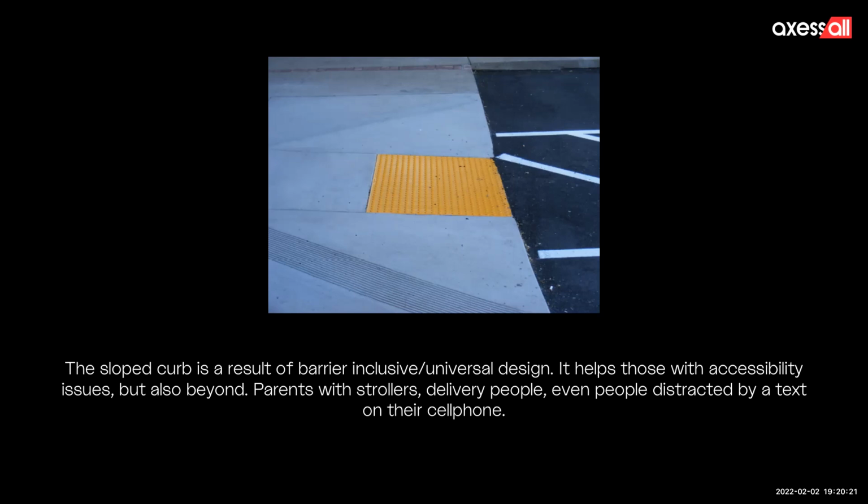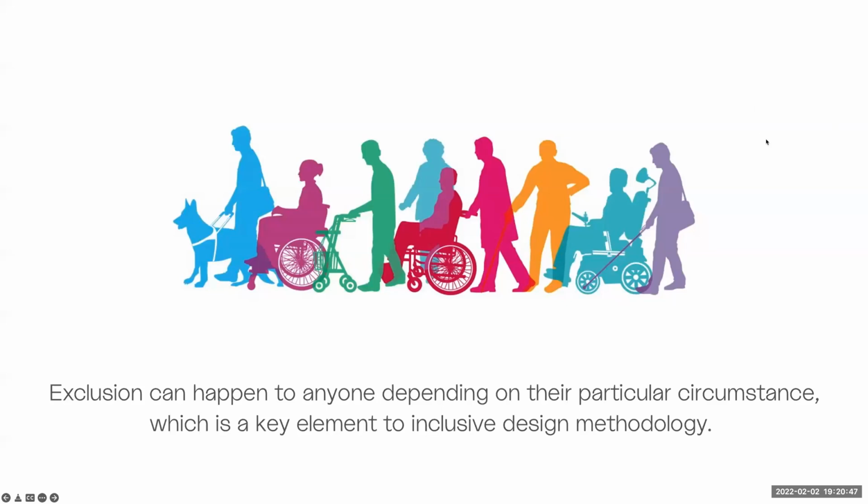Even people distracted by a text on their cell phones can benefit. For example, when we're walking and concentrating on our cell phone, when we step on this, we know that okay, I need to focus now on where I walk, because it's the end of the curb, so I need to concentrate more. So the whole idea is about exclusion, and I think Dr. Zainab would be the best to talk about this point, if possible.